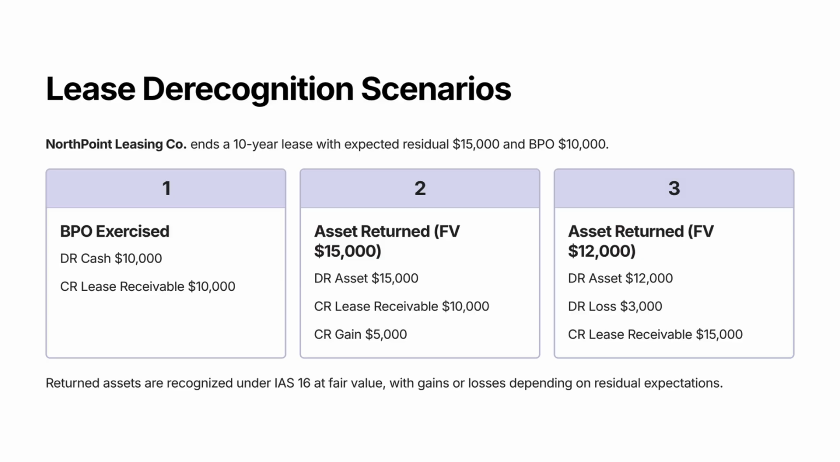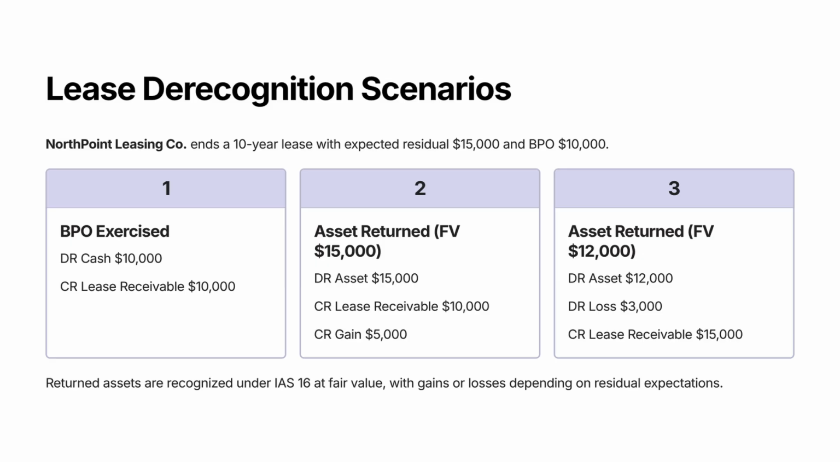Example, end of lease scenarios. Let's use North Point Leasing Company and Orion Industries. At the end of a 10-year lease, the residual was expected to be $15,000, the BPO was $10,000. If Orion exercises the BPO, North Point records debit cash $10,000, credit lease receivable $10,000. If Orion doesn't exercise and returns the asset worth $15,000, debit asset $15,000. Credit lease receivable $10,000, credit gain $5,000.